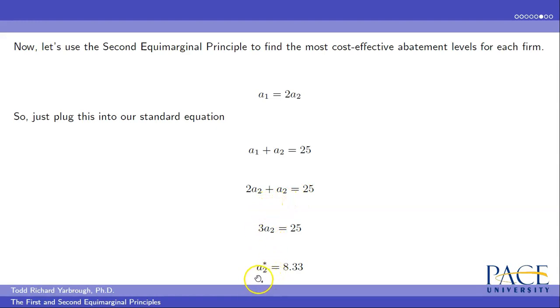And what we're left with is that the optimal level of abatement for firm 2 is a little over 8 units of pollution abated. Here, this would imply that firm 2 is responsible for about 8 miles of clean river, or 8 miles of reduced pollution in the river. Okay. Notice we put a star here. This indicates that this is optimal. We have established the optimal abatement level for firm 2, and it's 8.33 units of pollution abated. Later on, we'll round these to make our life a little bit easier.